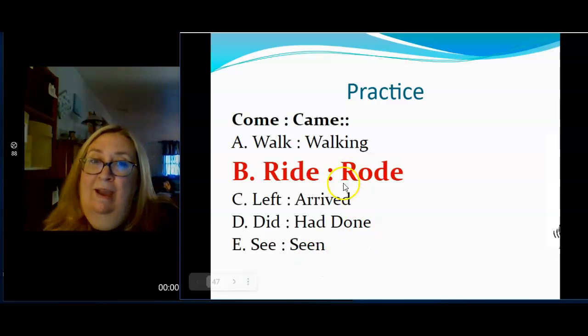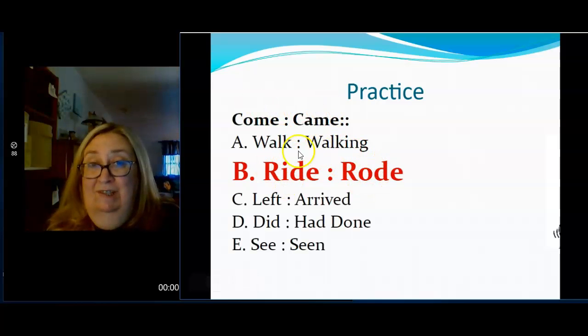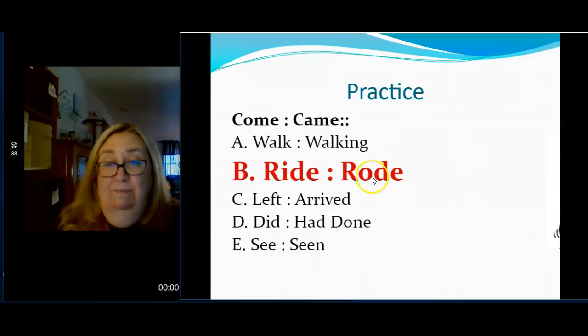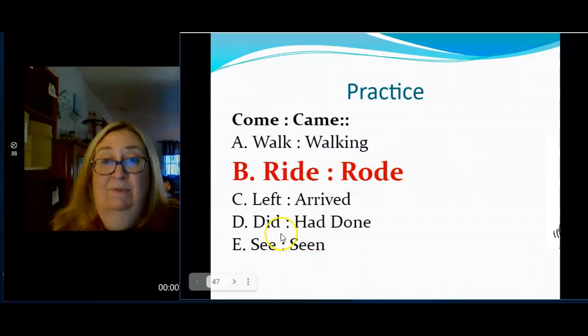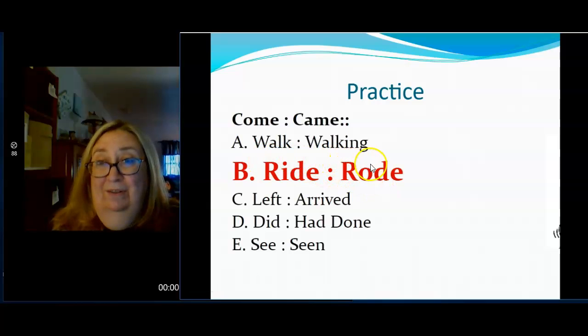So I need to make sure that this keeps with the same. Like if I use those sentences for examples, then that has to work with these words here, which is why ride and rode is the better answer. This is a really good answer. This one is just a little bit better.